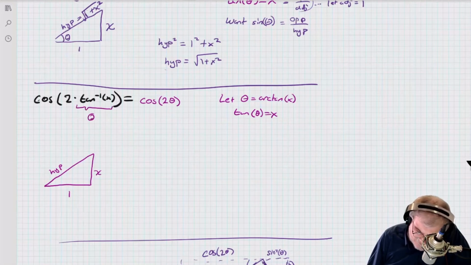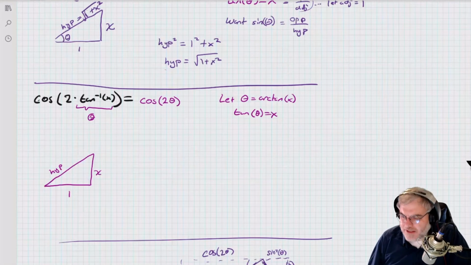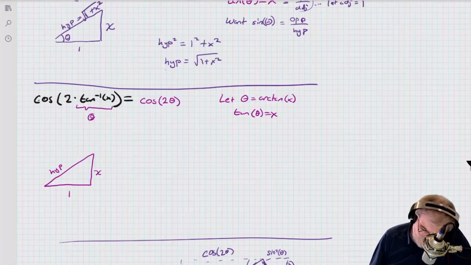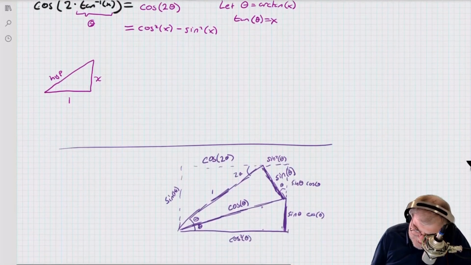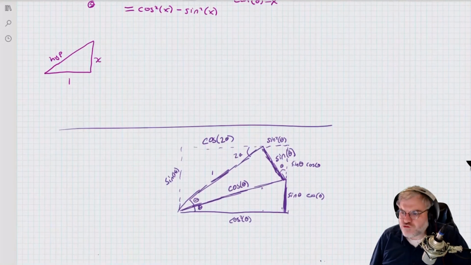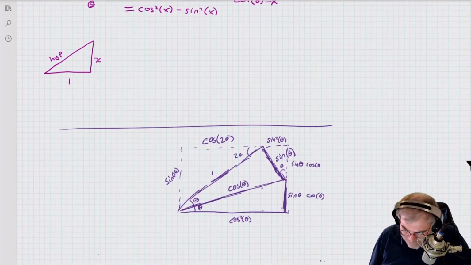So what I wind up with is cosine of 2 theta. All right, well, what I'm going to do is apply the double angle formula. I need to get that 2 out. So what I'm going to have then is cosine squared of x minus sine squared of x. And if you look down here, there are these cool little triangle mnemonics that you could use to memorize these things, if you don't remember.